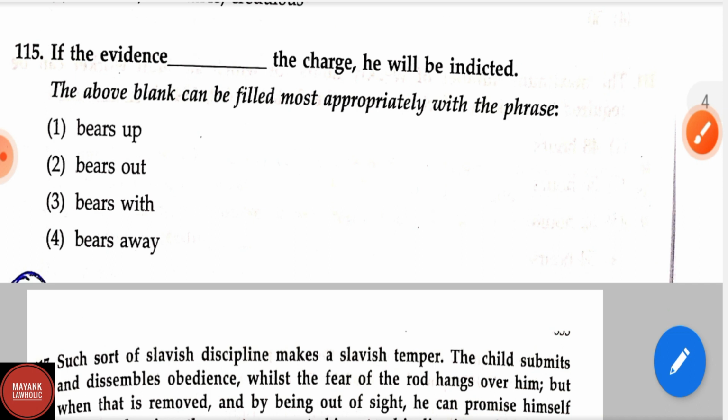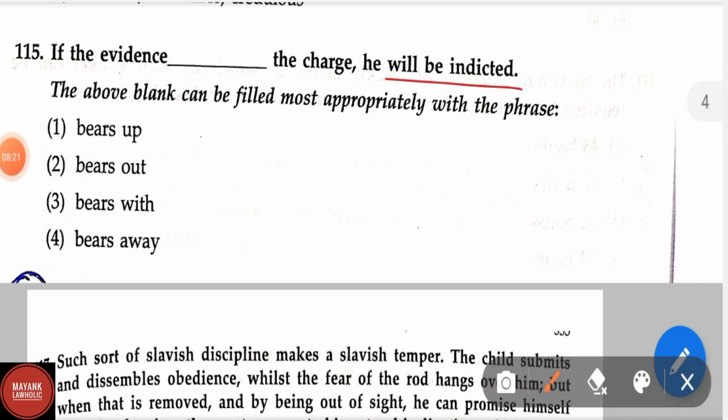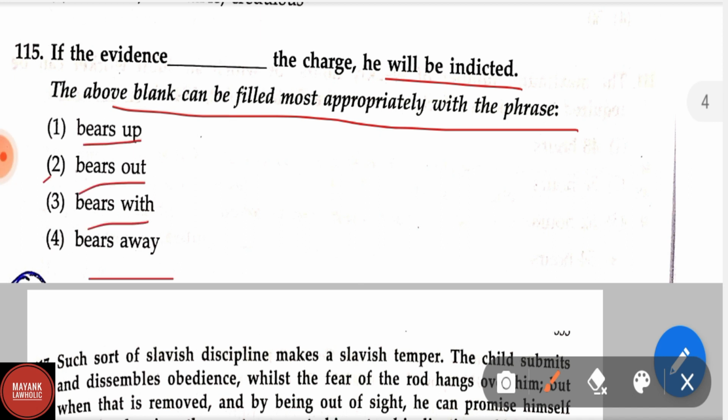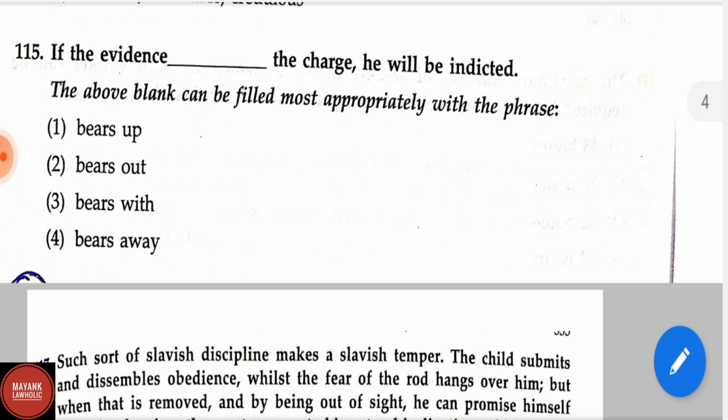Question number 115. If the evidence dash, the charge will be indicated. The above blank can be filled most appropriately with the phrase. Option 1, bears up; bears out; bears with; bears away. Okay, here the correct answer is option 2, bears out. If the evidence bears out, the charge will be indicated.